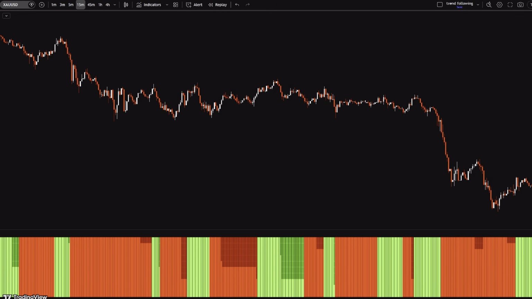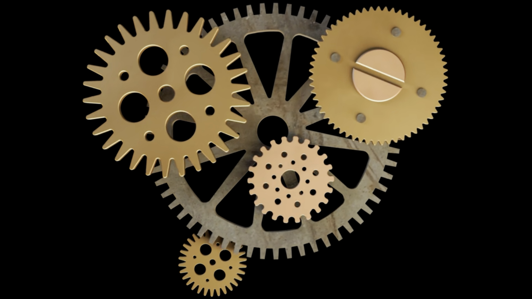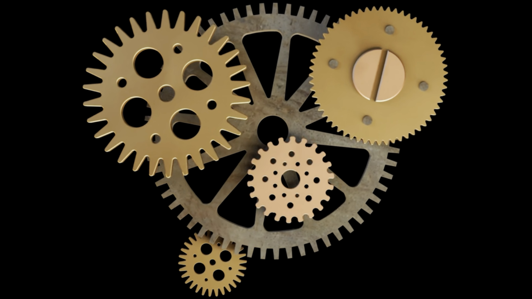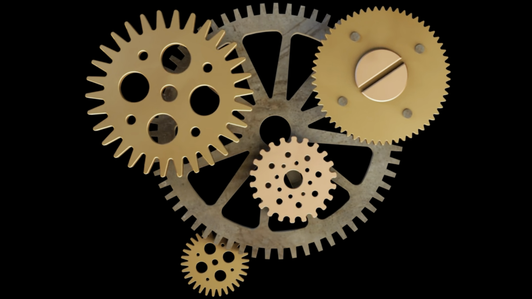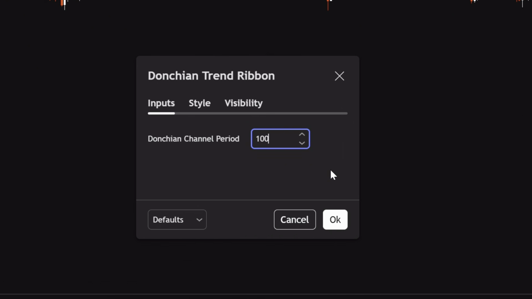The Donchian Trend Ribbon helps us see that relationship. You can make it more sensitive by lowering the length and more stable by increasing it. For this strategy, we want confirmation from the longer trend, so set the length to 100.